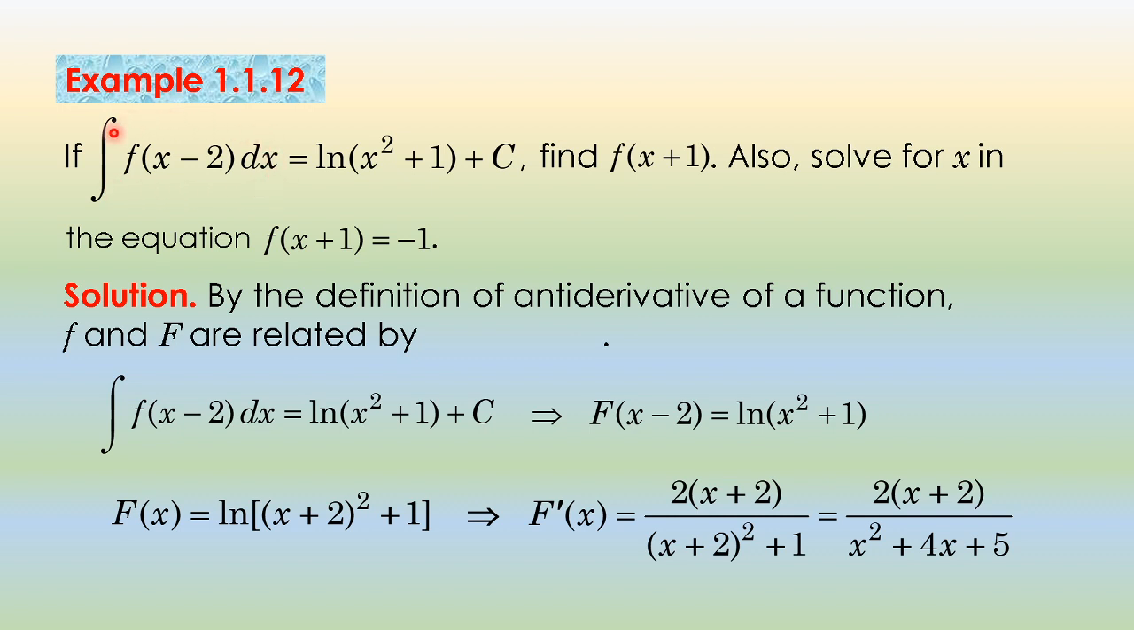Let us consider this left side in this relation. That is equal to ln of x squared plus 1 plus c. This implies that capital F of x minus 2, because this is small f of x minus 2, therefore this function is equal to capital F of x minus 2, which is equal to ln of x squared plus 1.